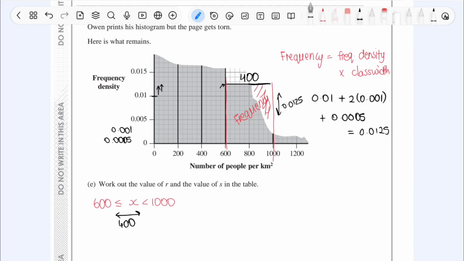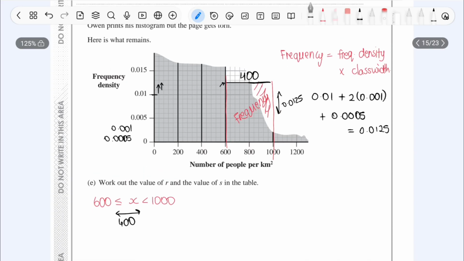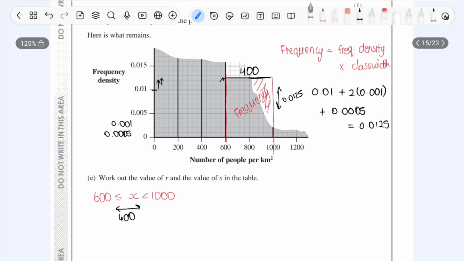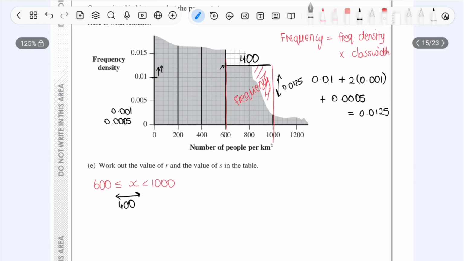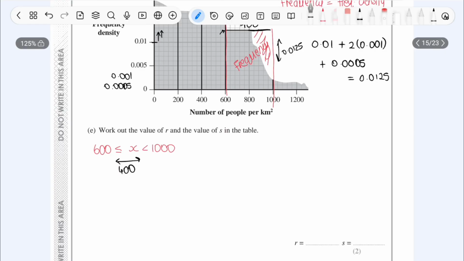We know what the frequency density is, we know what the class width is, now we can just use the formula. Or you can just find out that is the area. But the formula is something useful to know for statistics at least, because you might need to find the other variable in a different question. So we'll just do 0.0125 multiplied by 400, type it into the calculator, and we get r is equal to 5.